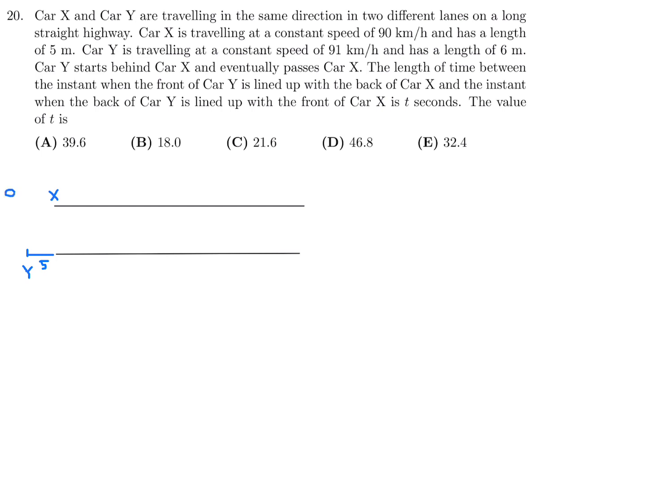Then they're telling me that this speed is 90 kilometers per hour and this speed is 91 kilometers per hour. Eventually they meet at a certain point, so let's just say they meet there. Now when they meet, we have to figure out where the cars are. The cars are such that their front is right at the point where they meet. So this is 5 meters and this is 6 meters in terms of the length of the cars. Okay, so that's when they first meet.